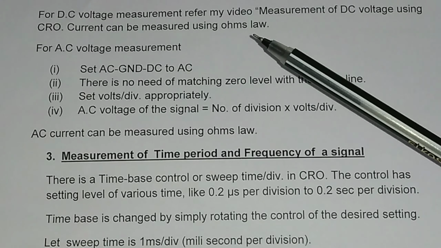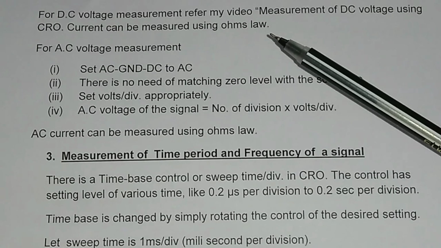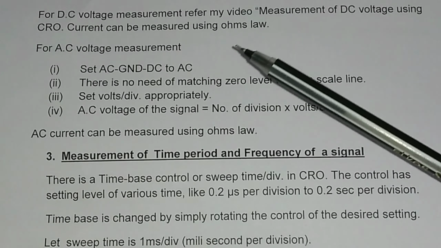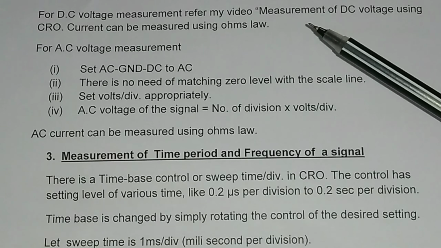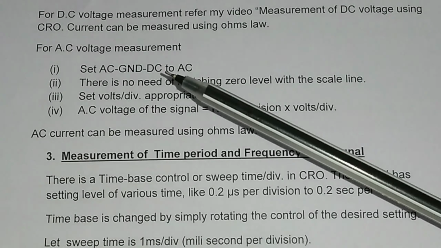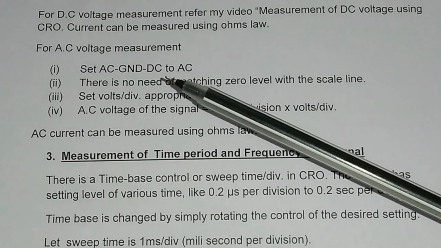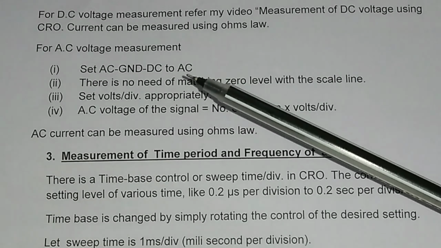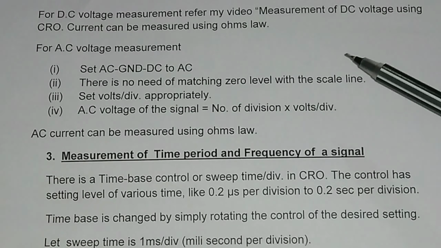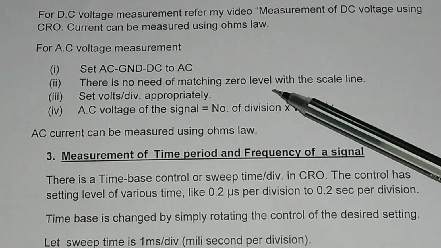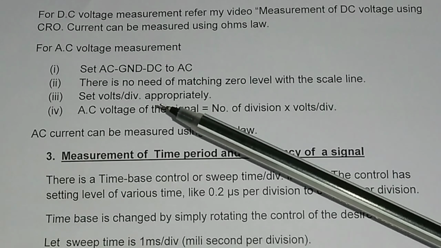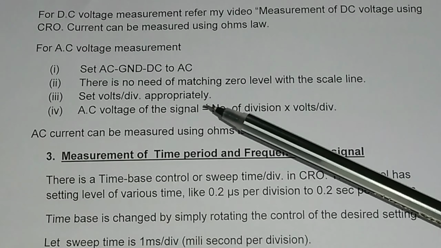Then how can you find the current? If you apply Ohm's law, V equals IR, then you can measure the current by dividing the voltage by the resistance. Similarly, for AC voltage, you can follow the same principle as in the DC voltage measurement. You set the AC-ground-DC switch to AC mode. Then there is no need to match the zero level with the scale line. In DC voltage measurement, you have to match the zero level, but in AC voltage you have a signal, so there is no zero line, and you have to set the volts per division appropriately.